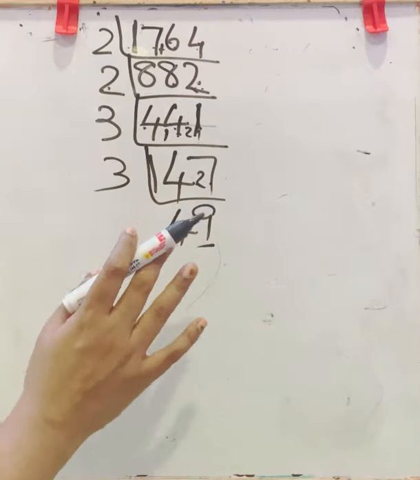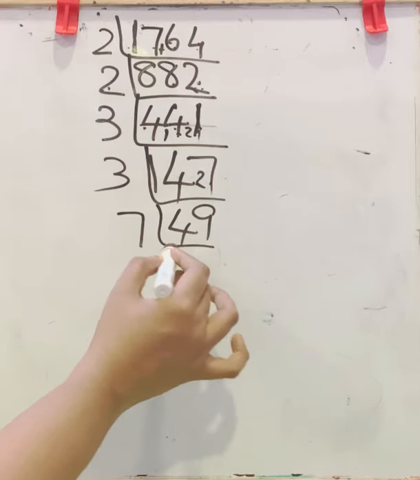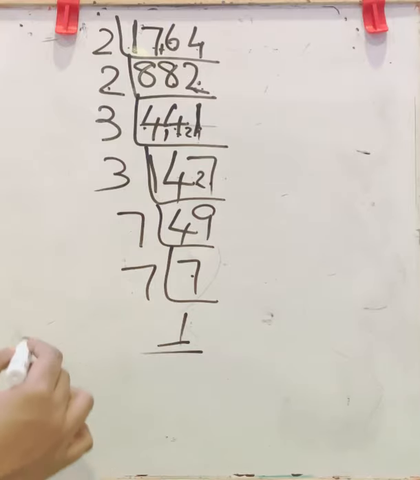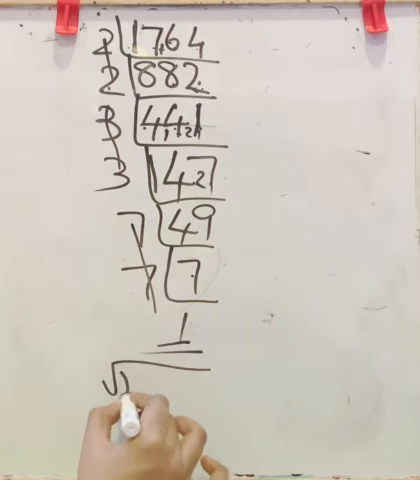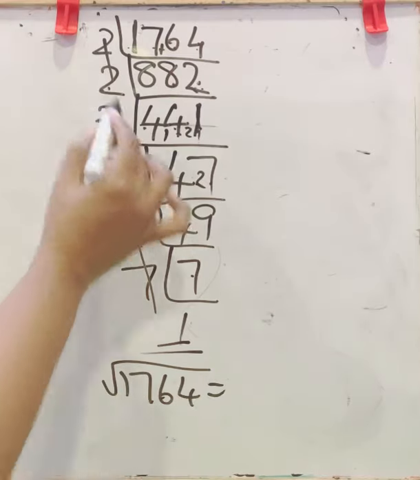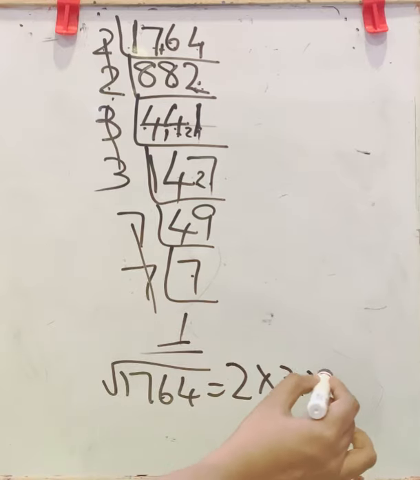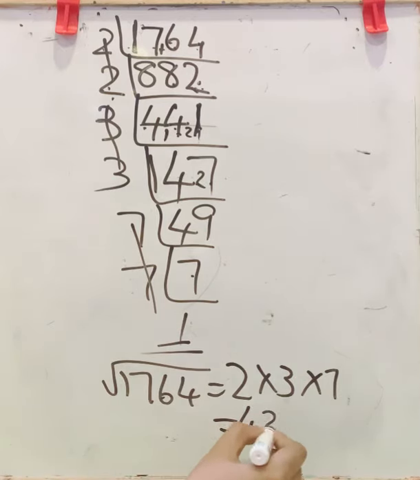You can't do it. Now, 7. Yes, we know 49 is a multiple of 7. That is 7. 7 7s are 49. Again in 7, 7 ones are 7. Stop here. Now, pair it. That is root of 1764 equals 1, 2 from this, 1, 3, 1, 7. 2 into 3 into 7 is the answer. That is 42. Square root of 1764 is 42.